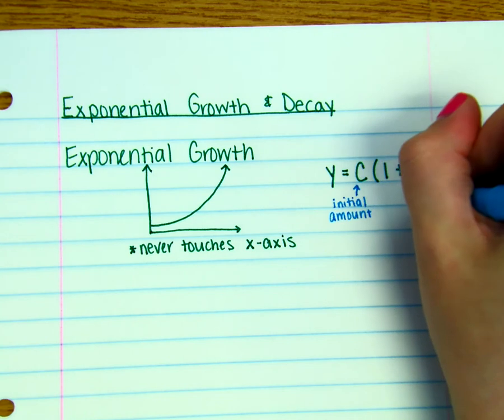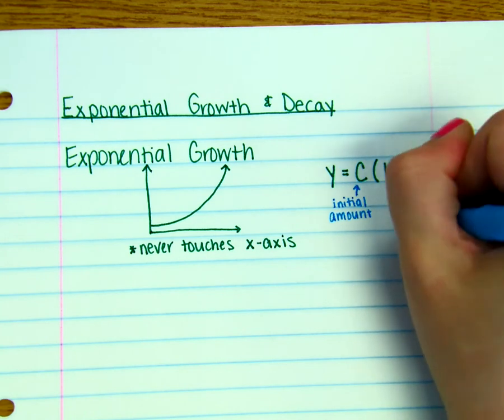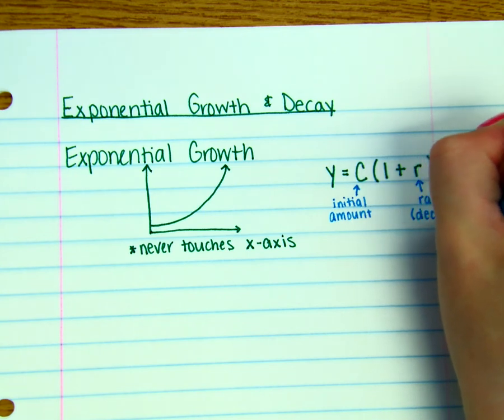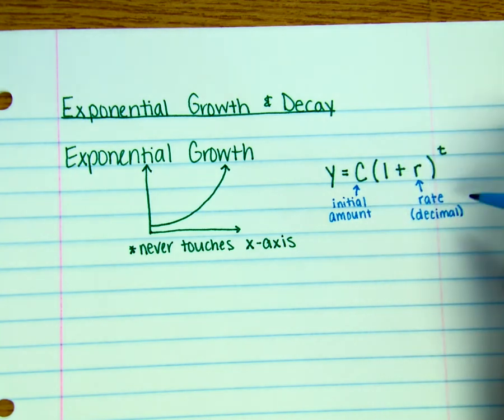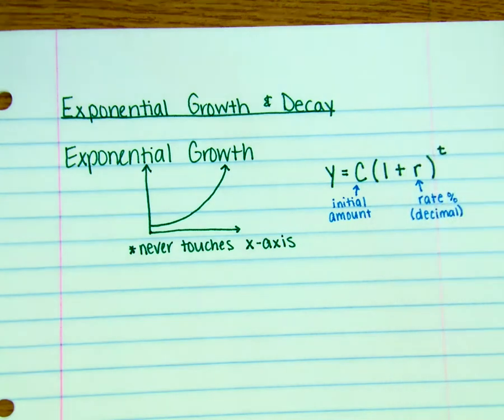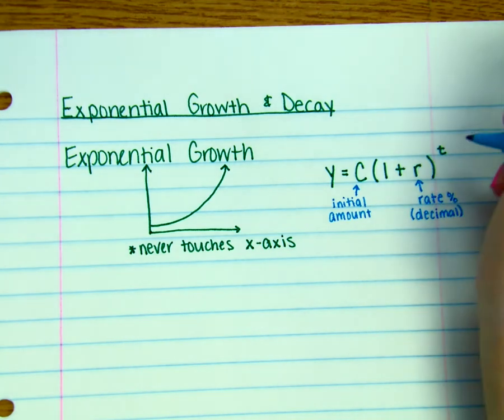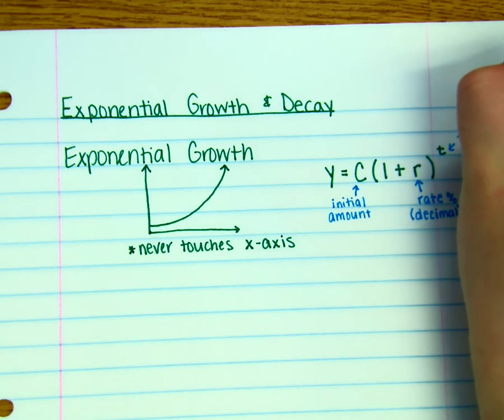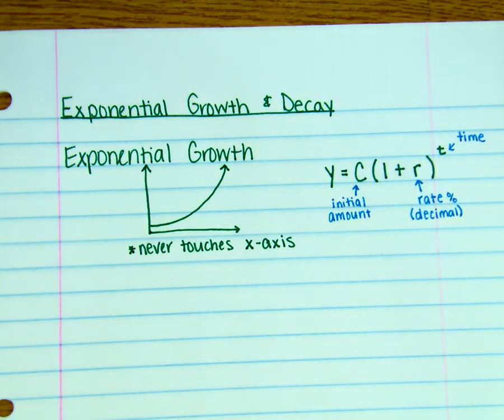R stands for the rate. And when we write our rate, we always are going to write it as a decimal. The rate's going to be given to you as a percent, and we're going to have to turn it into a decimal. And then t is time. That's an exponential growth function.